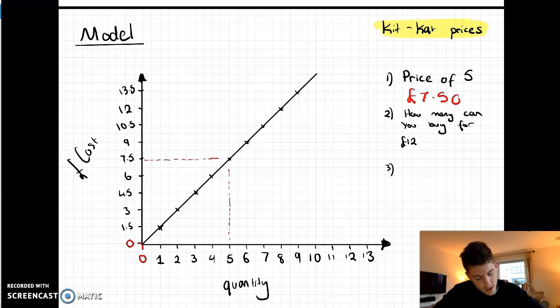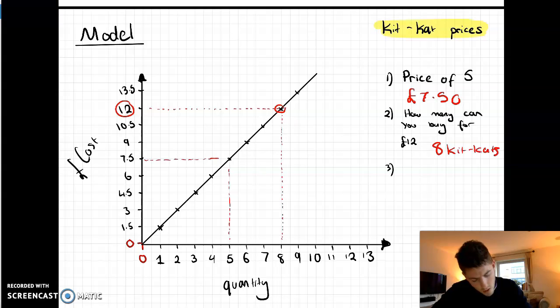So how many Kit Kats can you get for £12? Well, here's our £12 here. We're going to go along the graph to here, and I'm going to come down all the way to the x-axis, 8. So for £12 you can buy 8 Kit Kats.